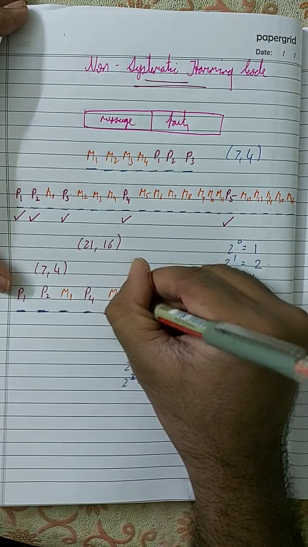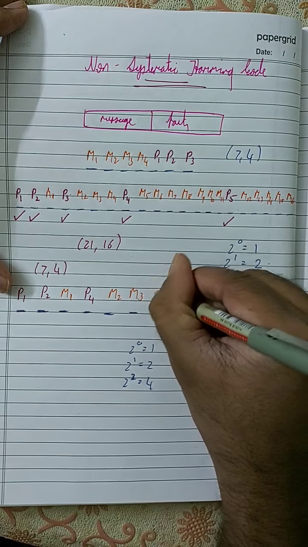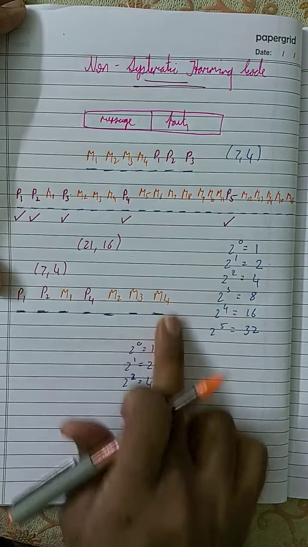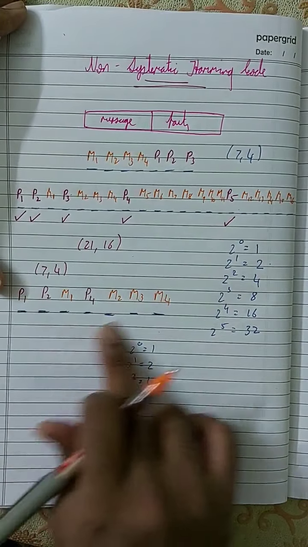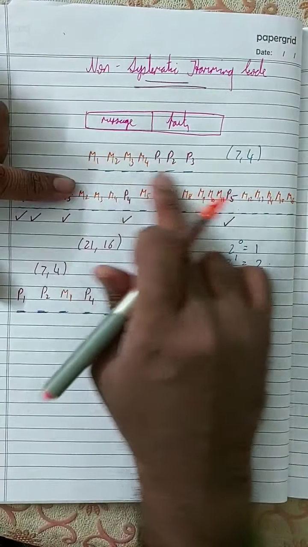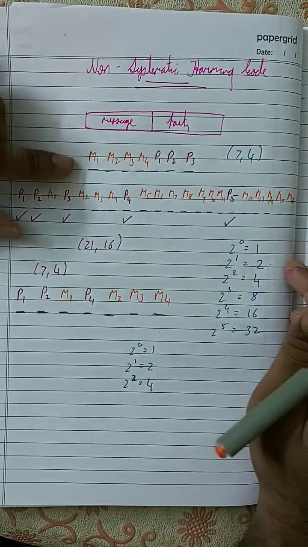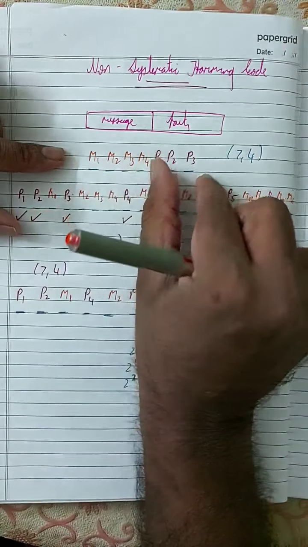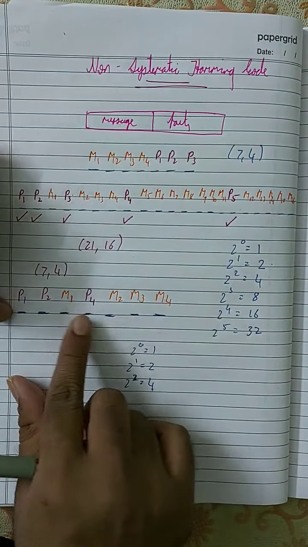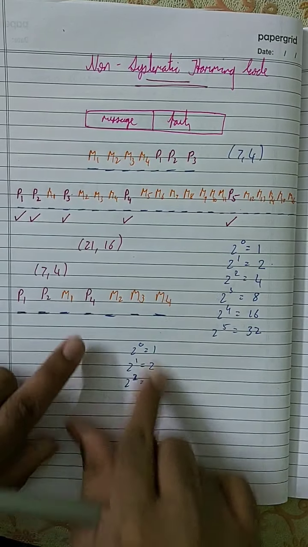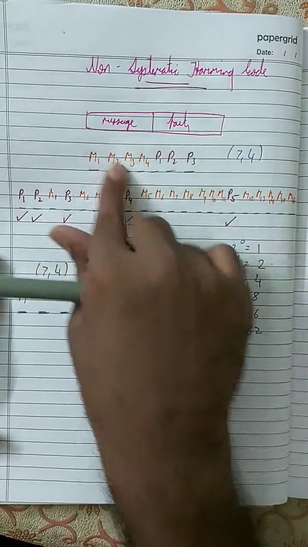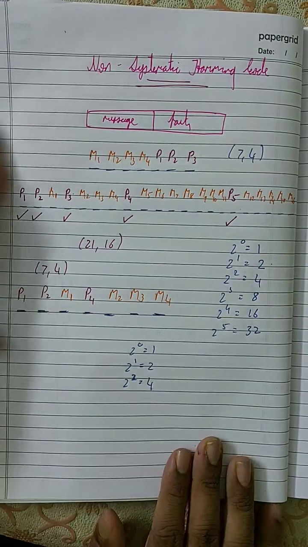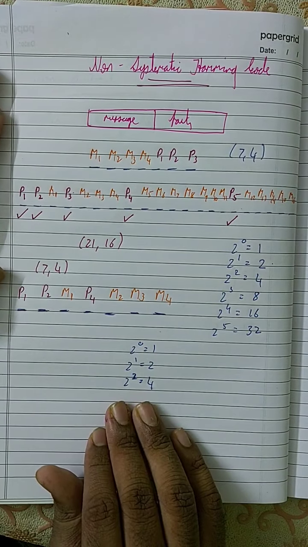This is M1, this is M2, this is M3, this is M4. This is the 7/4 non-systematic Hamming code word. This is the 7/4 systematic Hamming code. You can see part message, part parity, but here the parity is at the positions of power of 2. So this is the non-systematic 7-4 Hamming code. This is a systematic 7-4 Hamming code. Okay, so this is how we define the non-systematic.